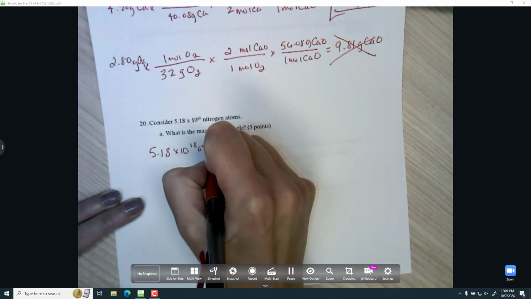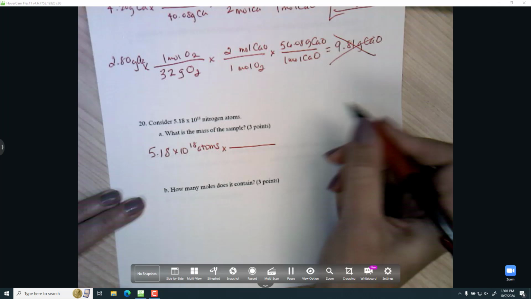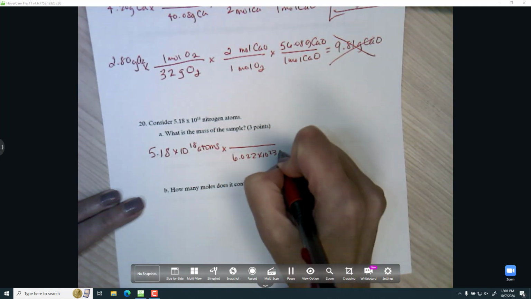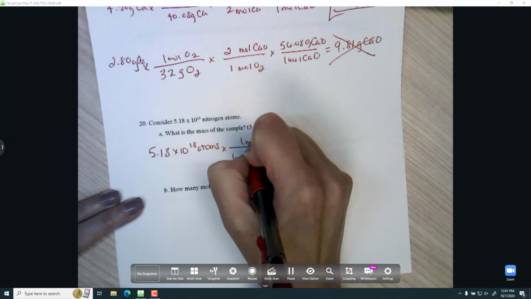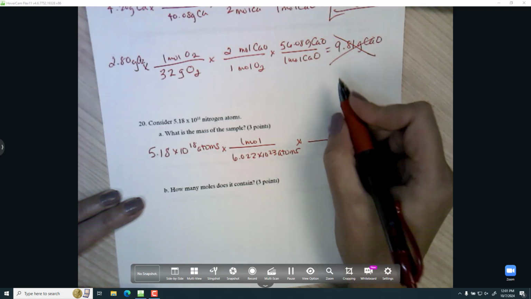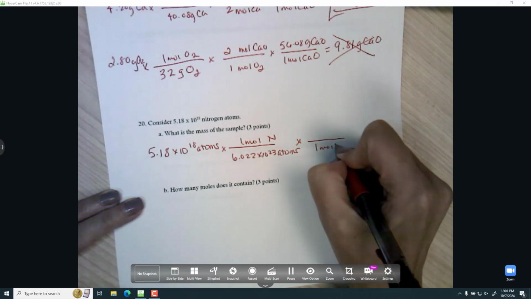All right, atoms to grams. I need to get to moles first, so I'll use Avogadro's number to convert atoms to moles. 6.022 times 10 to the 23rd atoms per 1 mole. So I'll put that on the bottom. And then I need the molar mass. This is just nitrogen atoms. So I need the molar mass of just nitrogen, N, which is 14.